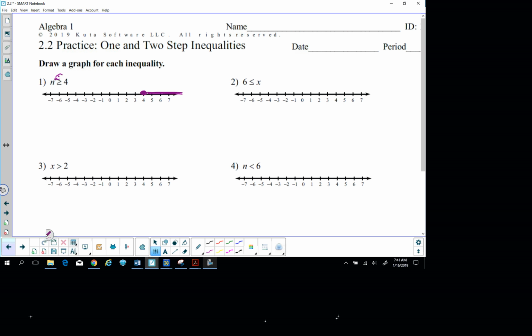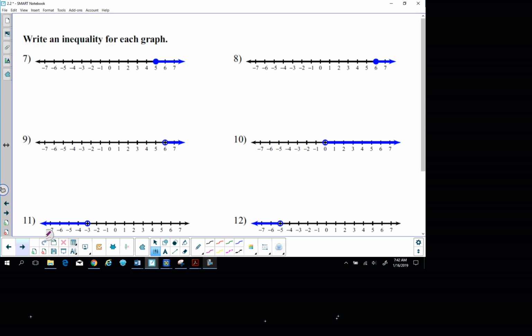The bottom part that looks like this, the bottom half of the worksheet, you're looking at it and you're writing the inequality. So the bottom half, if you go to 7 real quick, first of all, doesn't matter what letter you use. I'm going to probably use X. And I know since it's a closed circle, it's going to have a line underneath it. And so here's 5, because that's where the dot's on.